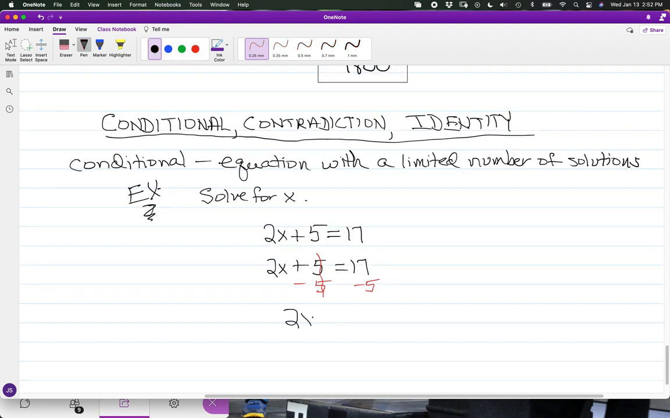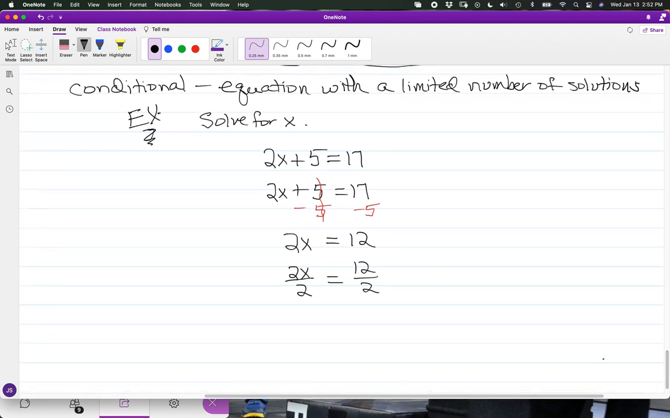So on the left-hand side we have a 2x, and to the right we have 17 minus 5, which will be 12. And then undoing the multiplication by 2 by dividing both sides by 2, it's going to follow that 2x over 2 comes out to the desired x, and 12 divided by 2 is 6. So you have a limited number of solutions, with only one solution, at x is equal to 6.